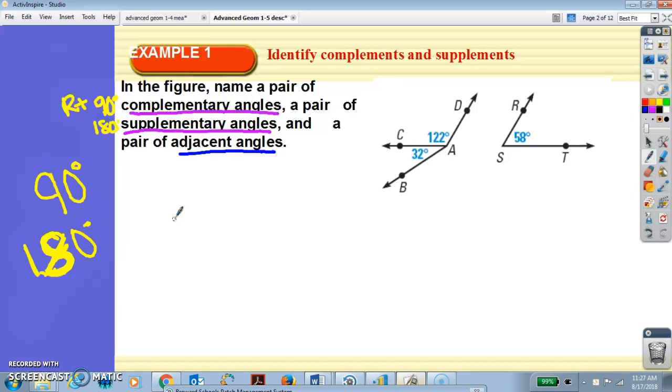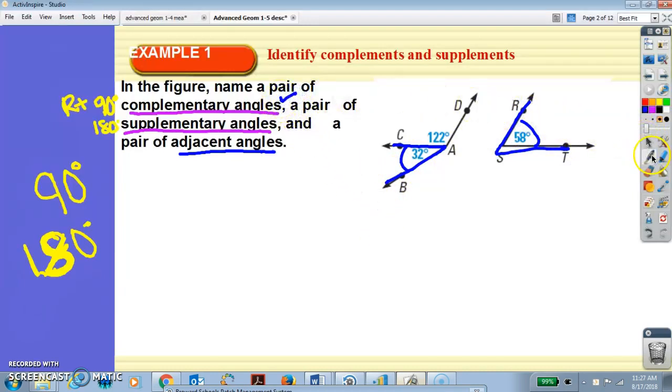All right, so let's identify a pair of complementary angles. Does anyone see a pair of complementary angles here? Two angles that add to 90? Yes. Angle CAB and RST. Perfect. 58 plus 32 is 90, so those are a perfect pair of complementary angles.